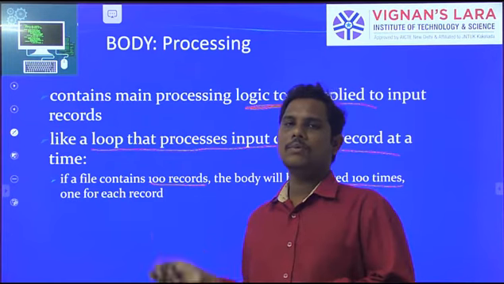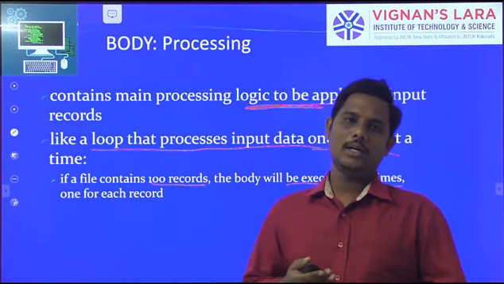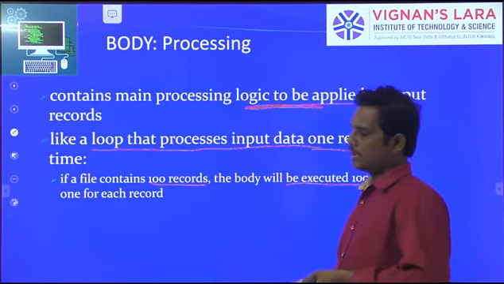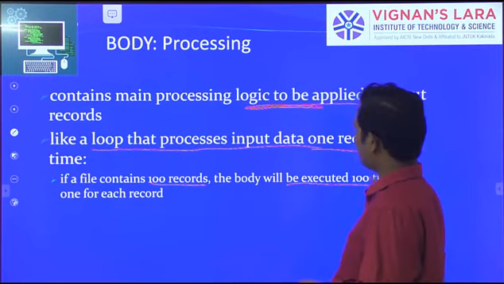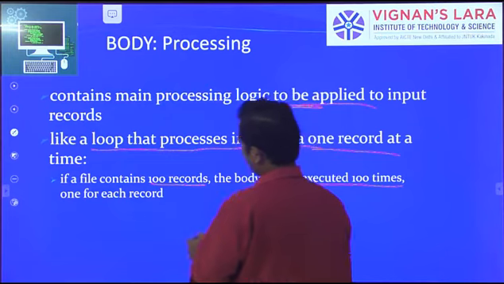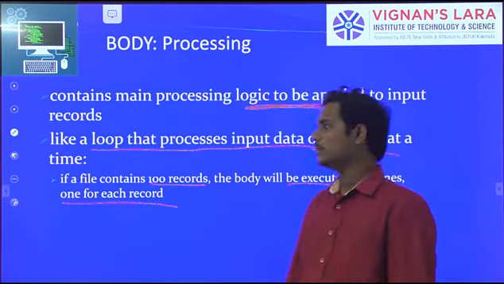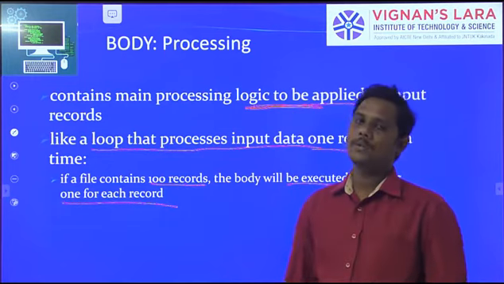Using a for loop, a while loop, or any other loop statement, we process the 100 records, executing 100 times, one for each record. Every time it is executed once for each record. So this is the body process.